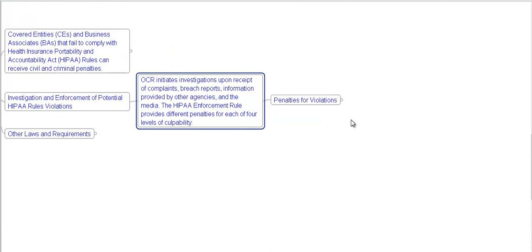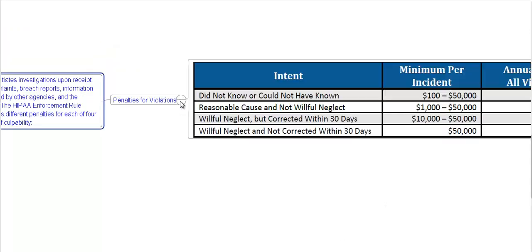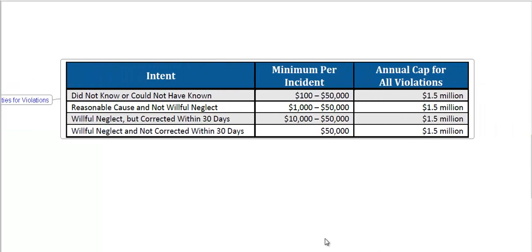Penalties for violation. Intent: did not know or could not have known. Minimum per incident $100 to $50,000. Annual cap for all violations 1.5 million. Intent: reasonable cause and not willful neglect, $1,000 to $50,000. Annual cap for all violations 1.5 million.